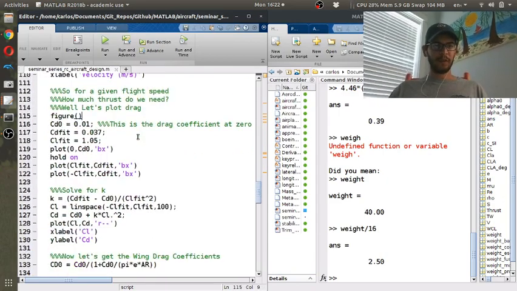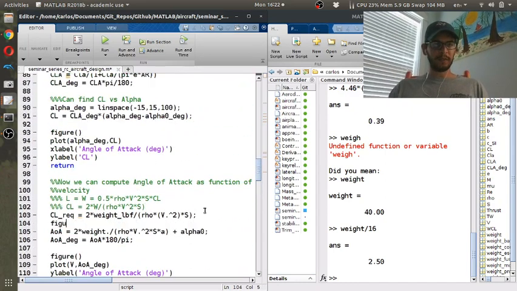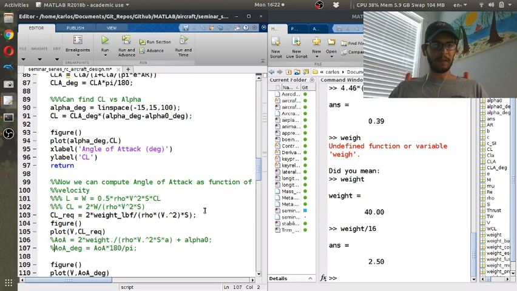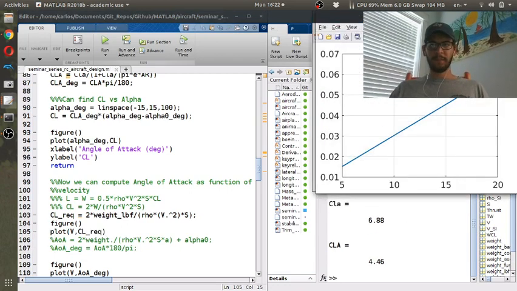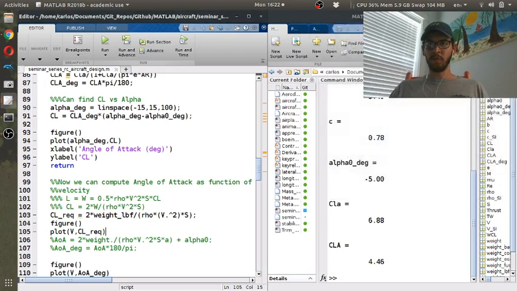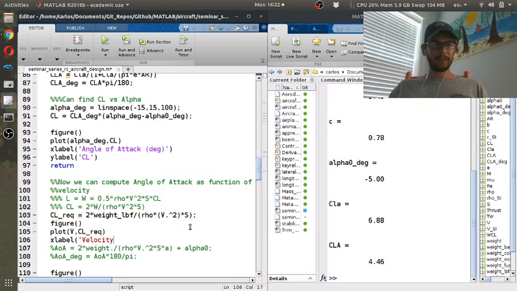Okay, so hopefully this is going to give us realistic numbers because we are going to do a figure and we are going to plot V comma CL required. And I'm going to comment this out real quick. And let's see, so that's going to be not figure 1. I need to label my axes. Figure 3, figure 4. Did it pop up? Is there a figure 4? X label, velocity in feet per second.